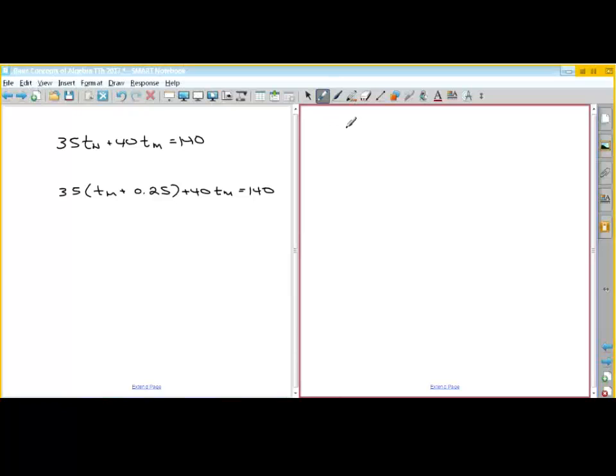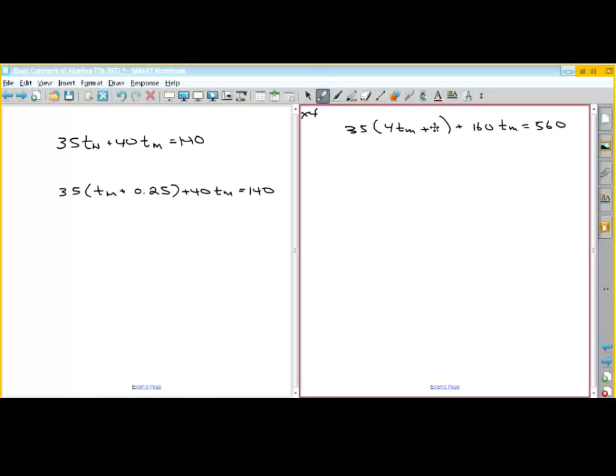But if you wanted to get rid of it, you multiply everything by 4. You wouldn't multiply 35 times 4, you'd multiply everything that's in the parentheses by 4, and the rest of them you would multiply by 4. So 40 times 4 would be 160, and 140 times 4 would be 560. Okay, so that's how you would get rid of the 0.25, but you don't have to. But since I've already done it, I'm just going to go ahead and do it now.